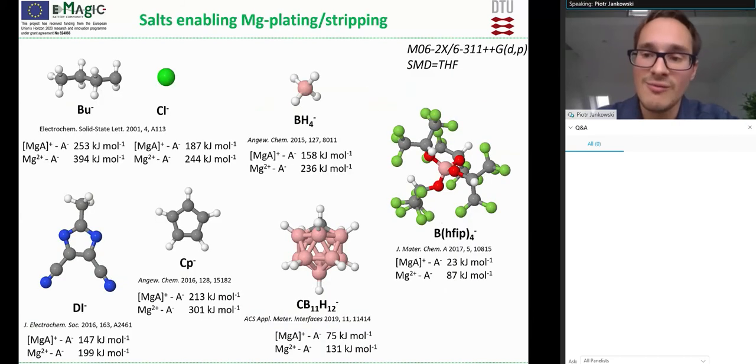First of all, we went through the literature, studying different anion salts that were reported to provide good plating and stripping, and calculated the interaction energy for them. We see that for boron ones, the interaction energy is quite small, but for others the interaction energy can be higher and it's still possible to plate. So it's not the most important factor.